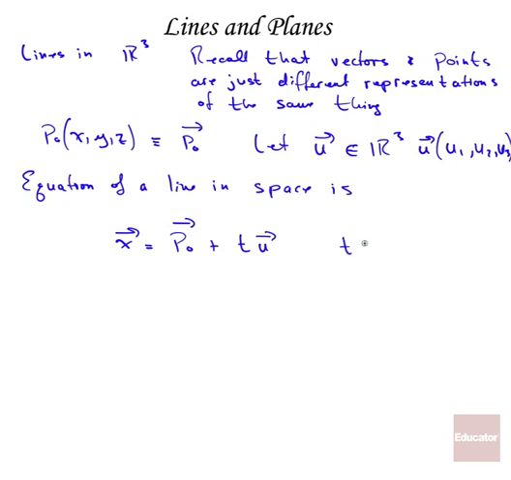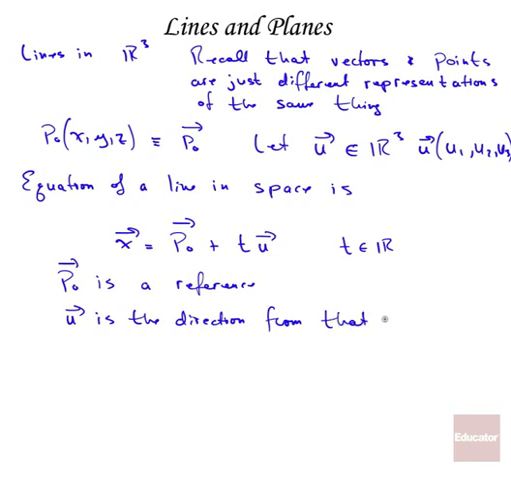Okay, t in R, and I'll explain what all of this means in a second. So P0 is a reference point. It is some point on the particular line. I have to pick some point to start off with. U, the vector, is the direction from that reference point, either this way or that way. And again, some of this will make sense when we actually do a problem.